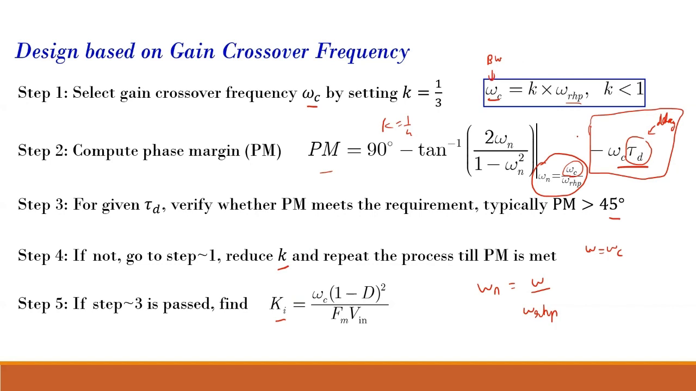Sir, how are we choosing this k to be 1/3? 1/3 is like a standard thing. It's like a starting iterator value we take, because it has to be less than RSP0. Such a value has been shown to give a good response.